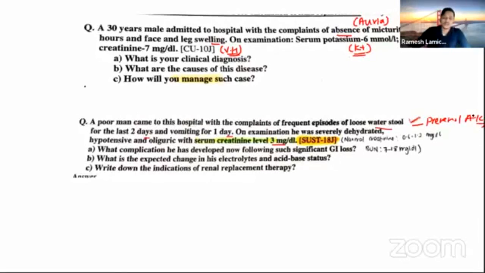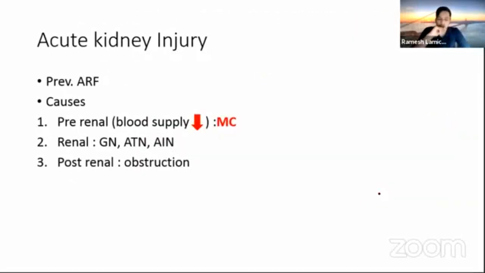So usually in the lab values in AKI, they can give you hyperkalemia or they can give you metabolic acidosis. These two things they can give you in the scenario, like the patient has metabolic acidosis, hyperkalemia. They can give you the hint about this. So, acute kidney injury, our question answer discussion. Acute kidney injury. Previously it was called acute renal failure. So the new term is acute kidney injury, AKI.